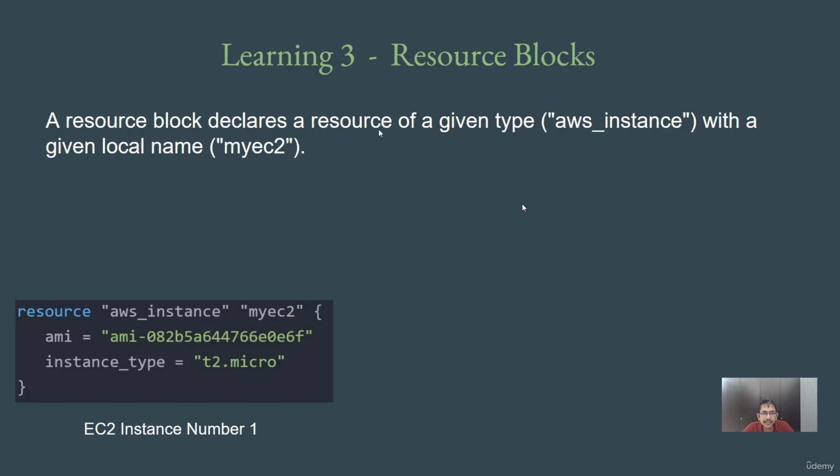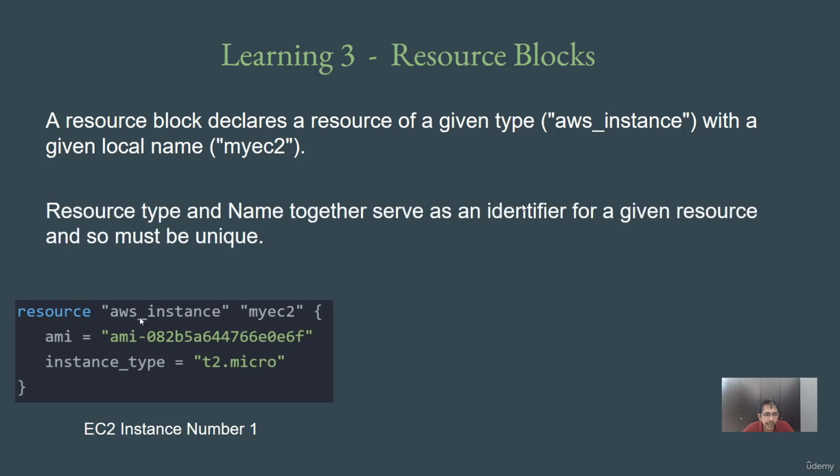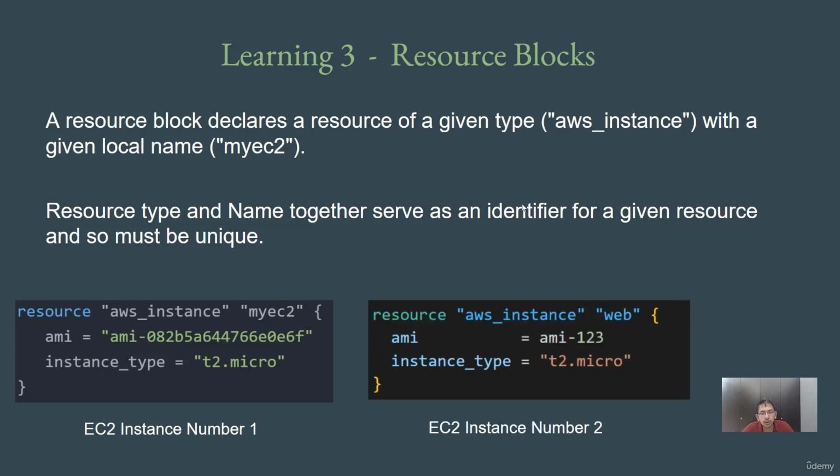First one is that it declares a resource of a given type. So your aws_instance, you can call it a type. So this is a resource type with a given local name of myec2. Alright, so this resource type cannot be modified. If you want to use the EC2 instance related configuration, you have to use this specific resource type. The second part here, which is the local name, this is something that you can modify. So in this case, it is myec2. You can give any other name as well. Now, let's say that you want to create two EC2 instances. So at an overview, the combination of resource type and the local name serves as an identifier for a given resource, and it must be unique. For example, you have one specific block here. You can also add one more block.